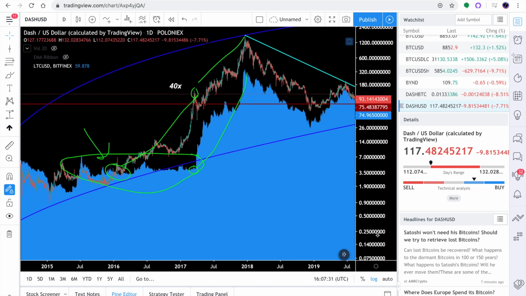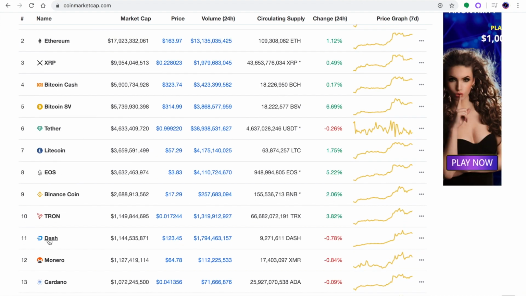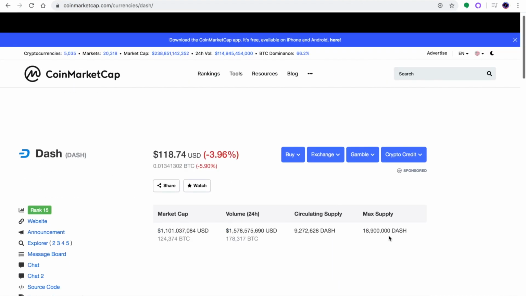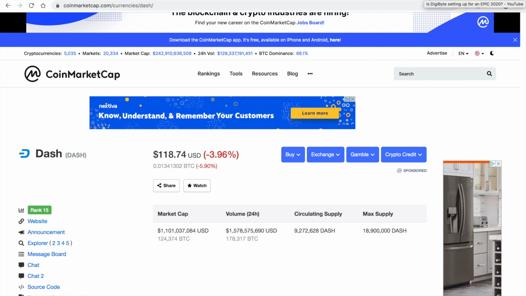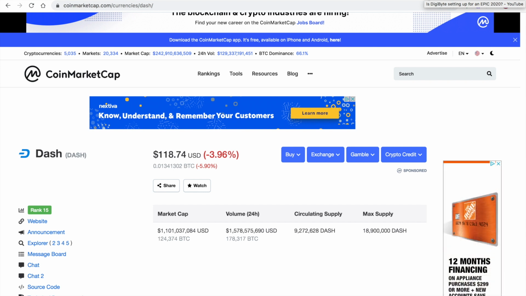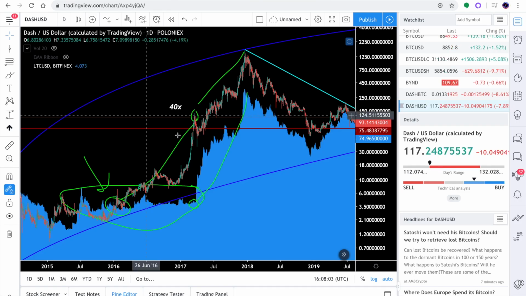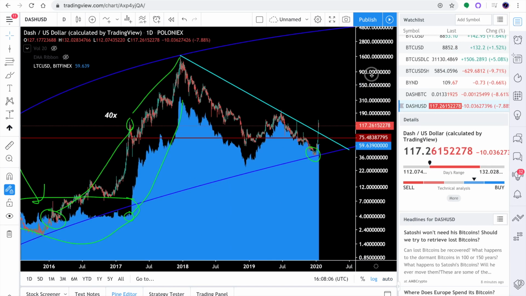Dash has a much lower circulating supply than Litecoin. I think it's 17 million or something. Let me look here. It wasn't a top 10, but it fell out. So just under 19 million supply, which is 4 times less than Litecoin. Litecoin is 84 million. Dash is 18.9 million. So there's a scarcity effect there over Litecoin. So this is why I like this trade. I really, really like this trade.